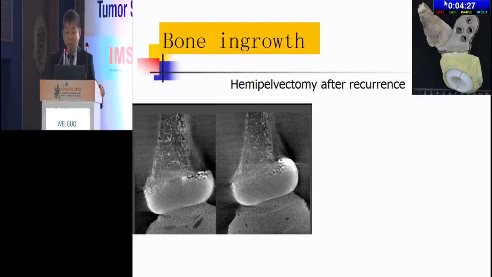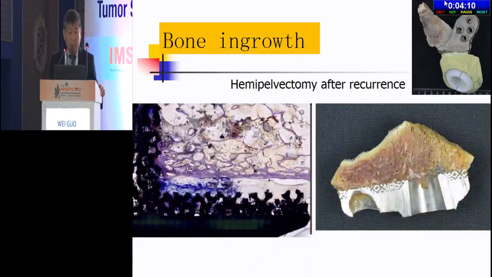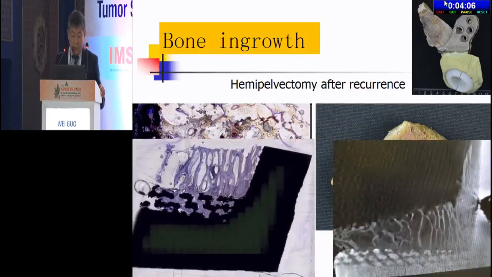So what about bone ingrowth into these prostheses? We have two cases that underwent hemipelvectomy after local recurrence, so we did research. We found the prosthesis had very good fusion with bone. This is the micro-CT and histology showing bone ingrowth in the prosthesis. This is another case showing very good fusion with bone.